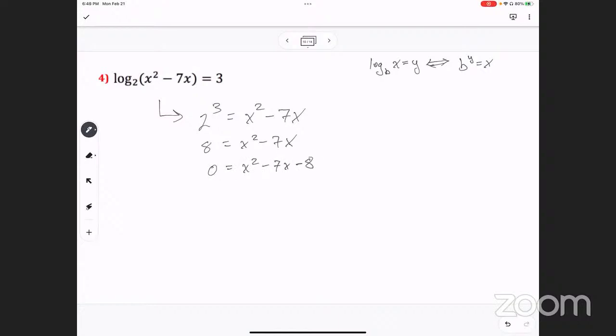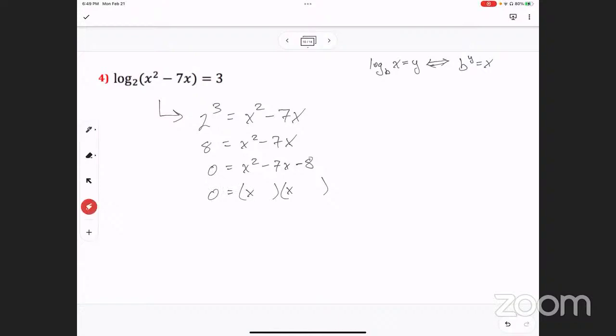So I moved 8 over. And now I want to factor. How good are you at factoring? That's the part I don't really get. All right, so I can't teach you factoring in 10 minutes, but I'll show it to you, and then I'll show you another way you could do it.